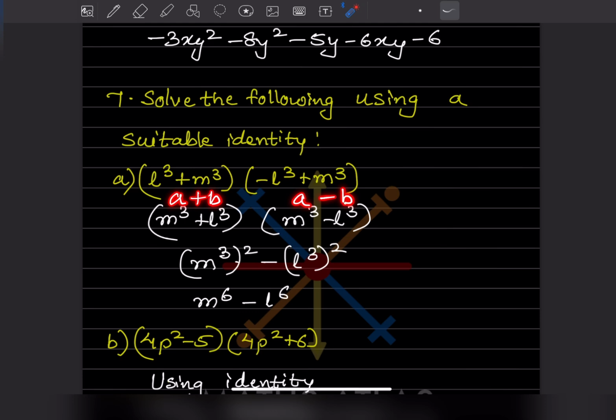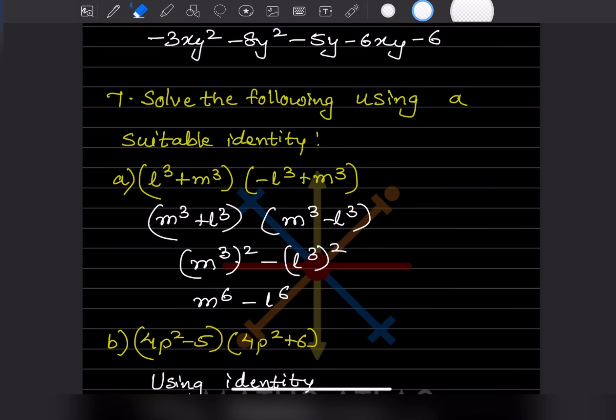Hope you got this. With this one, we didn't have any identity, but for this one, we have the identity a plus b and a minus b. So that a plus b and a minus b is going to be a square minus b square. Hope you got this. Why did I arrange it this way? So now, a square minus b square means you will take the m cube square minus l cube square. So this will be m raised to 6, and this will be l raised to 6. So this is the answer.